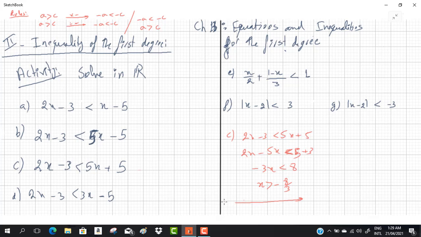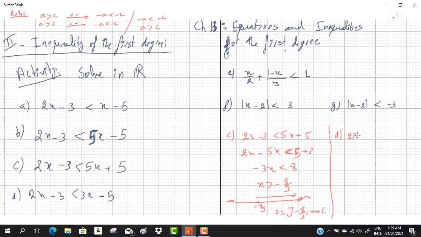Numbered line from minus infinity to plus infinity. X is greater than minus 8 over 3, dotted to the right. So the solution is minus 8 over 3 to plus infinity. كان أنا حاطتهم كلهم من دون or equal عم بيساووا open bounds.